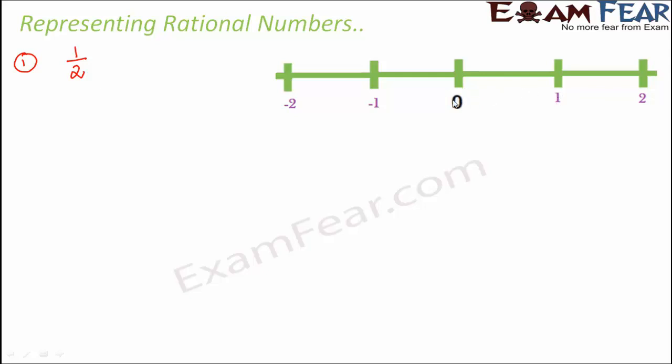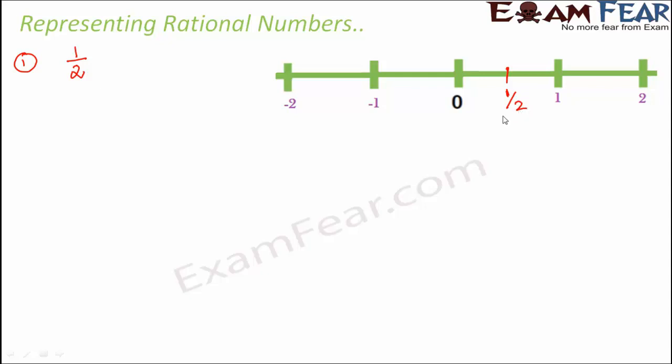So how do we locate exactly where 1 by 2 is? 1 by 2 means that out of 2 halves, 1 half. So what we do is, this region between 0 and 1, we divide this region into 2 equal parts. This is one part, this is another part. So each part is 1 by 2. Basically, this point becomes 1 by 2.